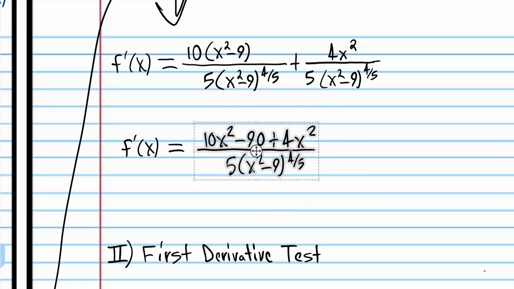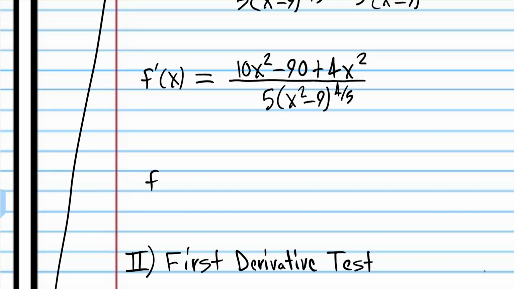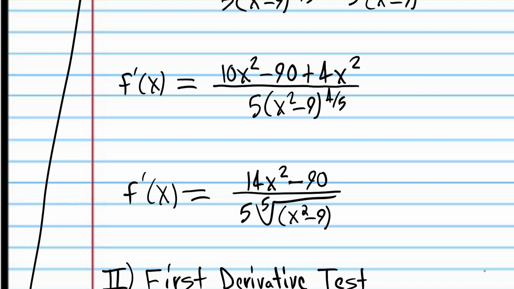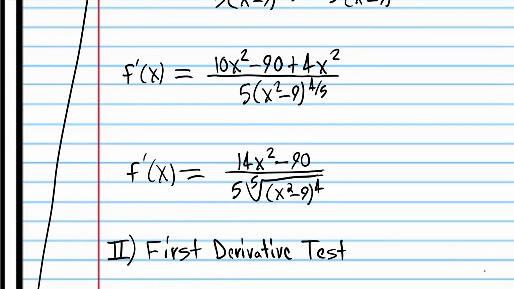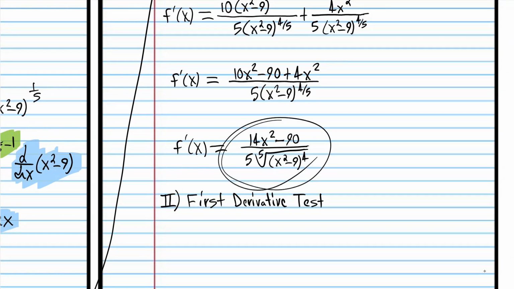So now we have one expression, but we can still simplify this a little bit. So we have 14x squared minus 90 all over 5 times the 5th root. Let's change it into a root now, because remember, we can't really understand fraction powers. We need to switch to a root so we can really understand what's going on. So now with this expression we can figure out what the critical numbers are.